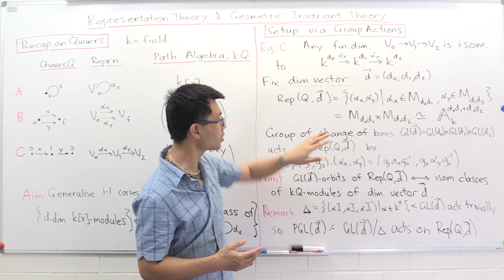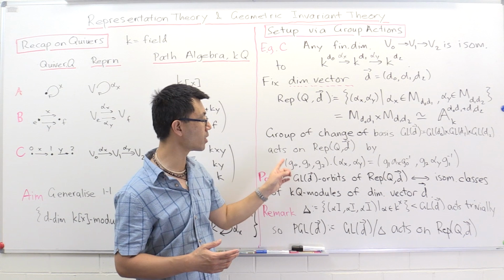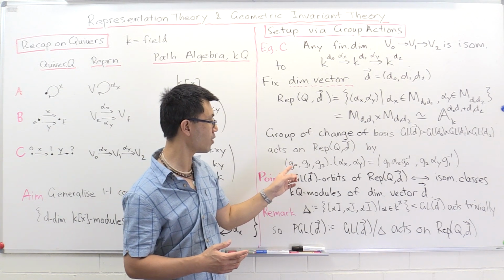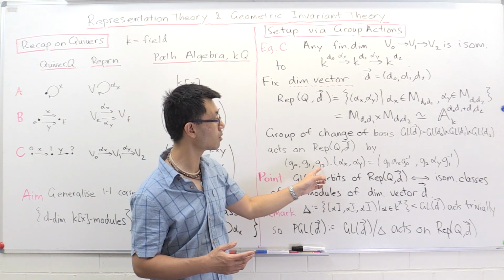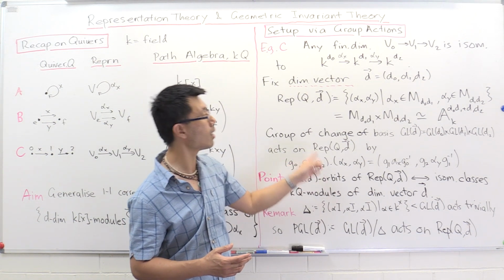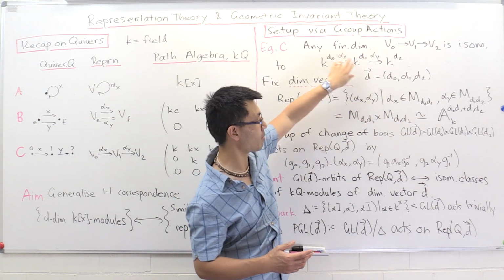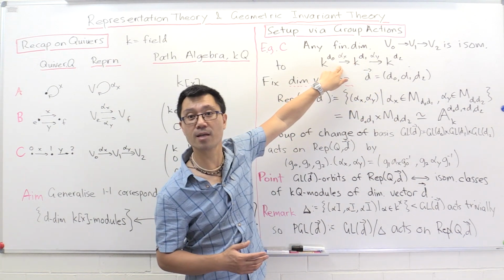Okay, so let's pick a group element in this GL_D. It's a triple of invertible matrices, G0, G1, G2. Okay, this is D0 by D0, D1 by D1, and this is D2 by D2. And you act on a pair of matrices like this one here. So how does that work?